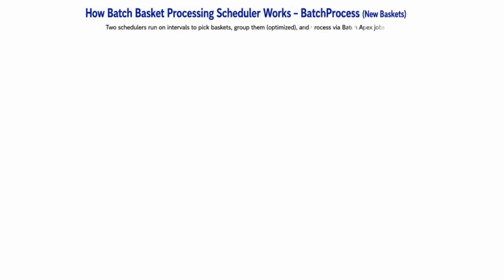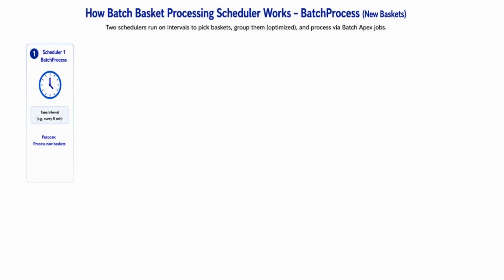Introduction. This diagram explains how the Batch Process Scheduler works for processing new baskets in the SKYVVA platform. The scheduler runs automatically at a configured interval, finds baskets that are ready, groups them efficiently, launches batch apex jobs, processes the records, updates the basket status, and then repeats.